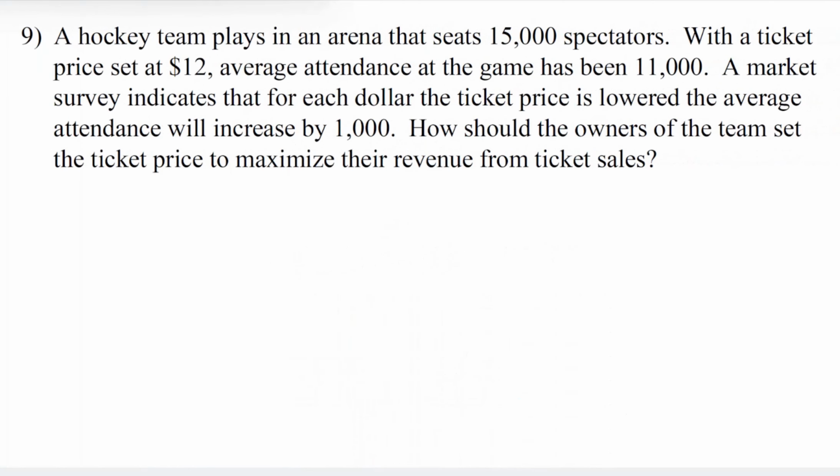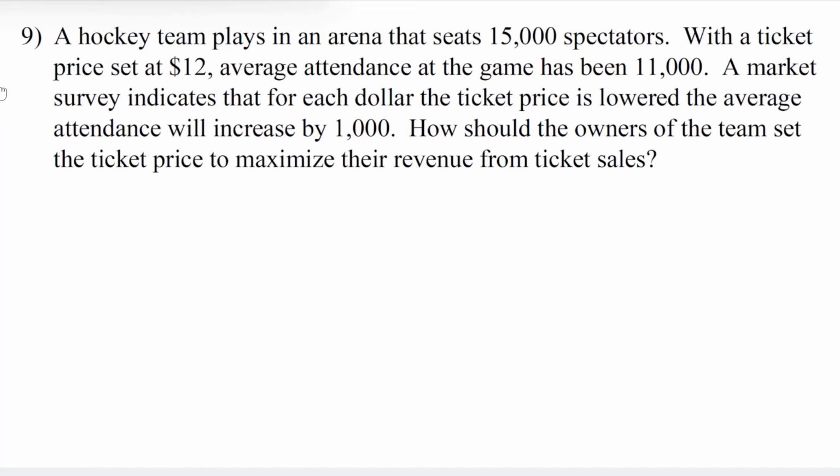All right. 9 is an application problem. So a hockey team plays in an arena that seats 15,000 spectators with the ticket price set at $12. Average attendance at the game has been 11,000. A market survey indicates that for every dollar the ticket price is lowered, the average attendance will increase by 1,000. How should the owners of the team set ticket prices to maximize the revenue from ticket sales?